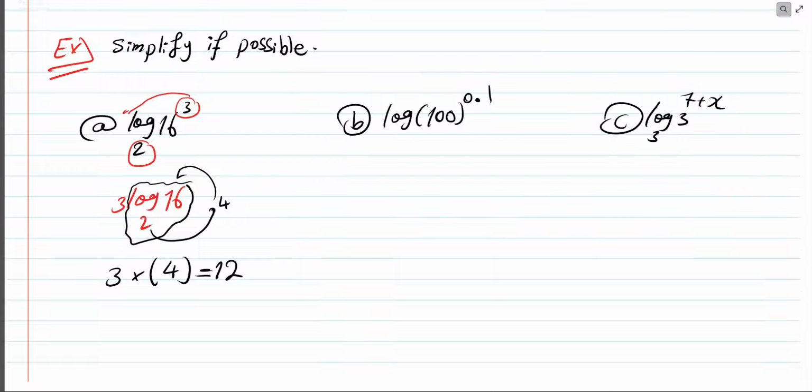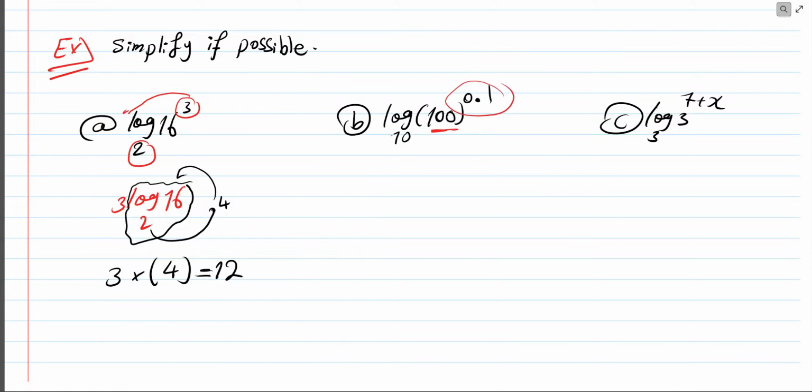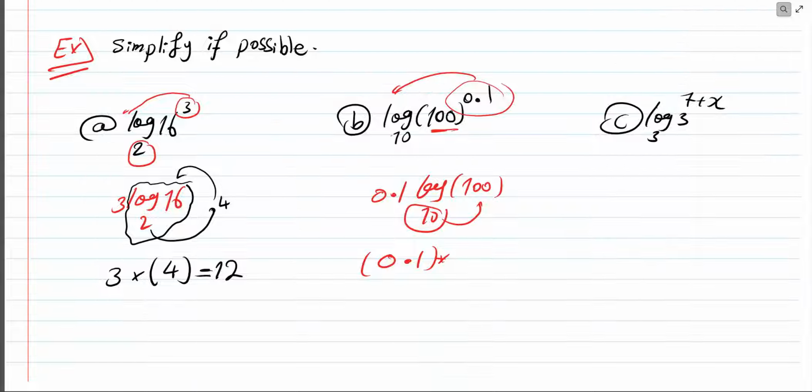Dear students, second one we have log base 10, the non-written base is 10, of 100 with the power 0.1. Again, move the power to the front, it's going to be 0.1 log base 10 of 100. So 10 power how much equals 100? 10 power 2. So 0.1 times 2 equals 0.2. This is going to be the answer.